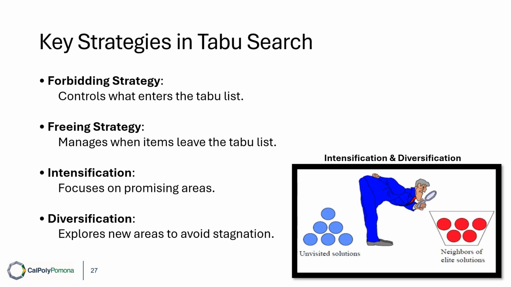And for diversification, it avoids revisiting recently explored solutions or regions thanks to the tabu list and diversification strategies. The blue bars represent diversification into unexplored or unvisited areas of the solution space. It encourages the algorithm to move to new regions of the search space to avoid getting stuck in local optima.